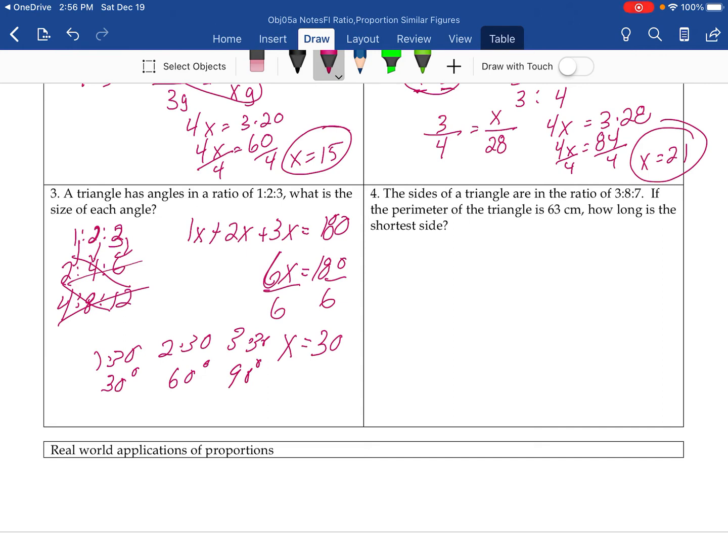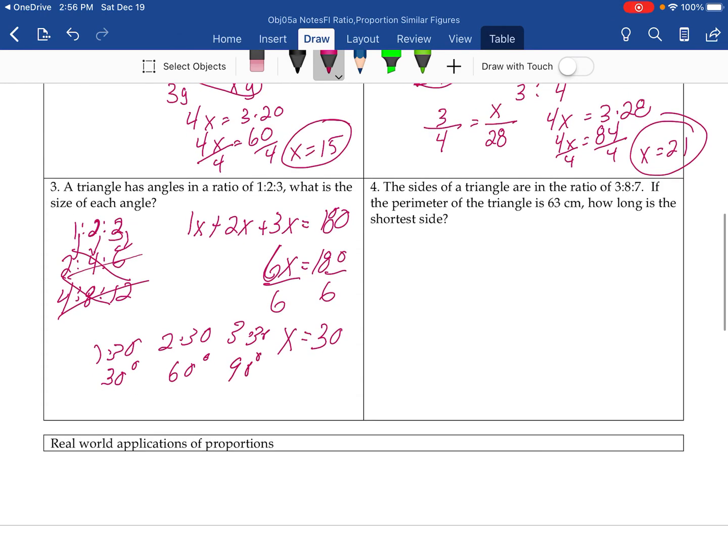Number 4 is something very similar. The sides of a triangle are in the ratio of 3 to 8 to 7, and the perimeter is 63. So you're given a ratio, you're given a total. Just throw an x next to it, so it's going to be 3x plus 8x plus 7x is equal to 63.